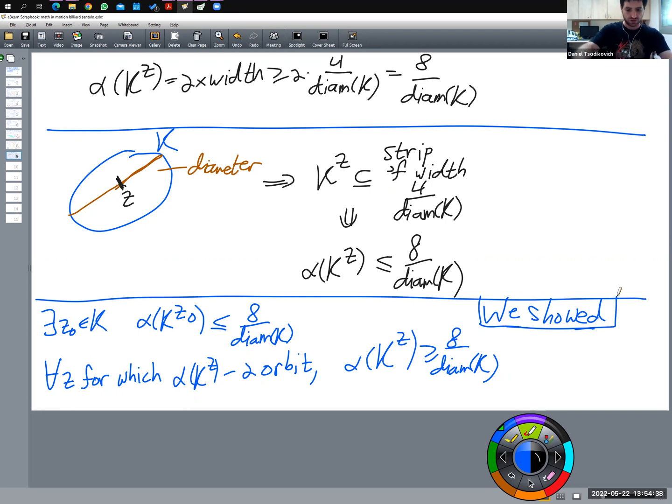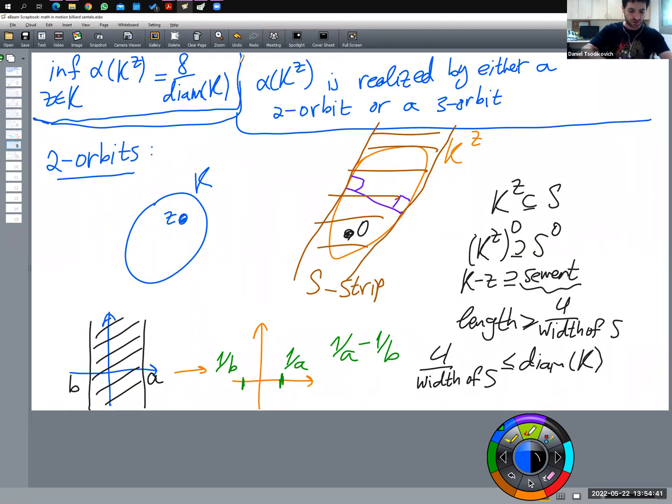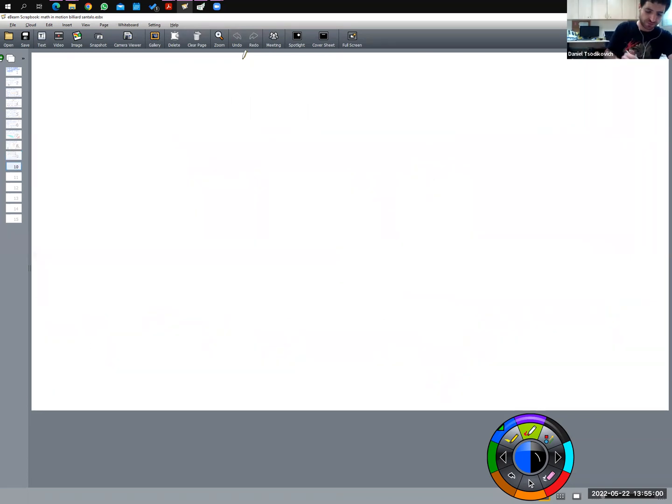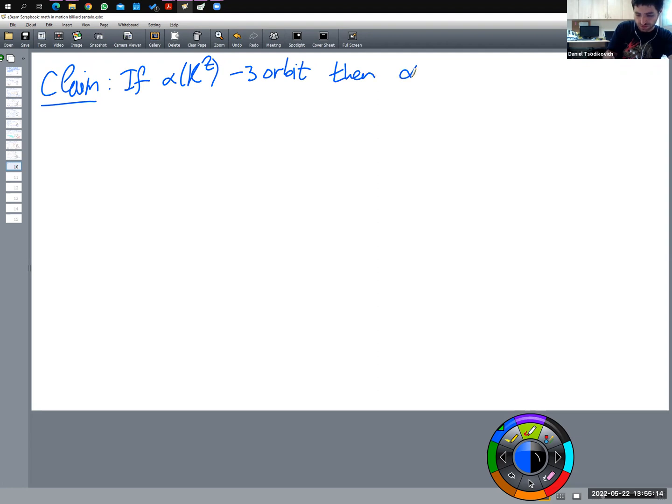So to finish and to prove this claim, we only need to show that the second inequality also holds when z is a point where alpha Kz is a free orbit. And the proof relies on two reductions. So now the claim that we are left with is that if alpha Kz is a free orbit, then alpha Kz is at least 8 over the diameter.